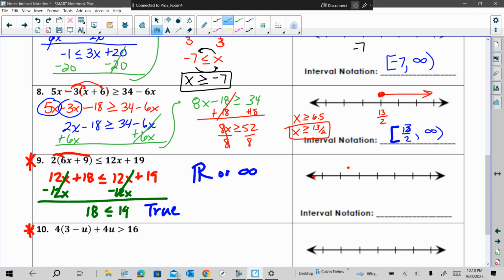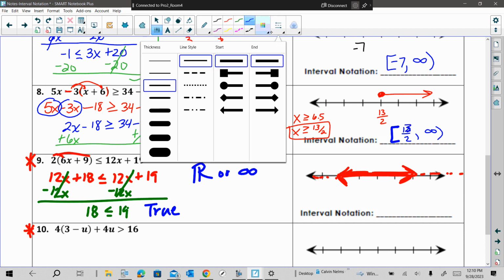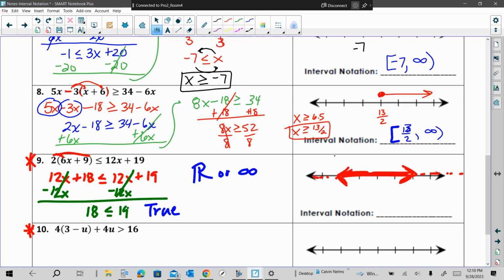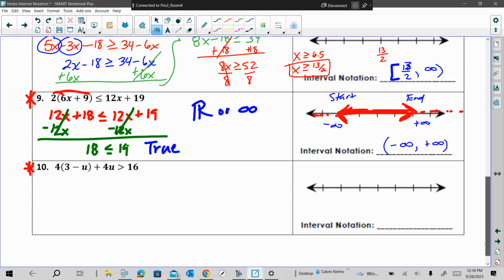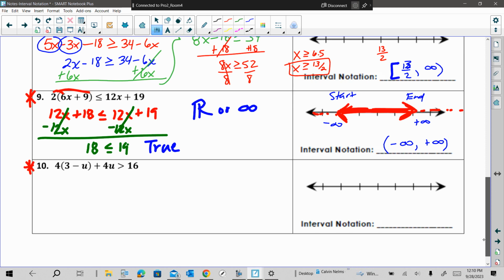Now to show that, we have to have a double arrow, an arrow pointing to the left and to the right, because it keeps going to indicate that. Well, since we have a double arrow, we go left to right, so start and end here. So it starts at negative infinity, ends at positive infinity. To show that, that would just be parentheses, negative infinity, comma, positive infinity.